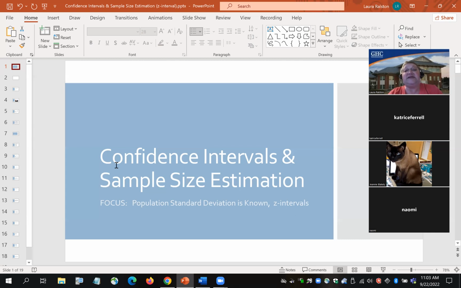My goal today is kind of to give you a broad overview of what is a confidence interval, why do we want to use them, and then also, if we get that far, we'll talk about how to estimate a sample size, how to make sure that we select a large enough sample to ensure that we have a particular margin of error.